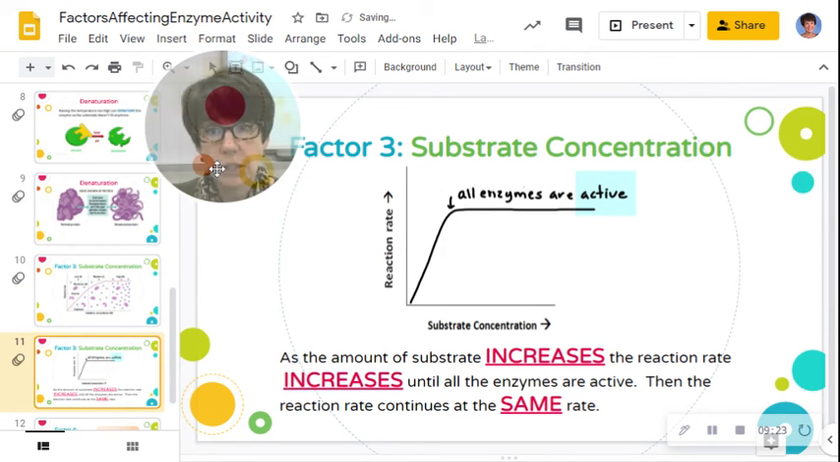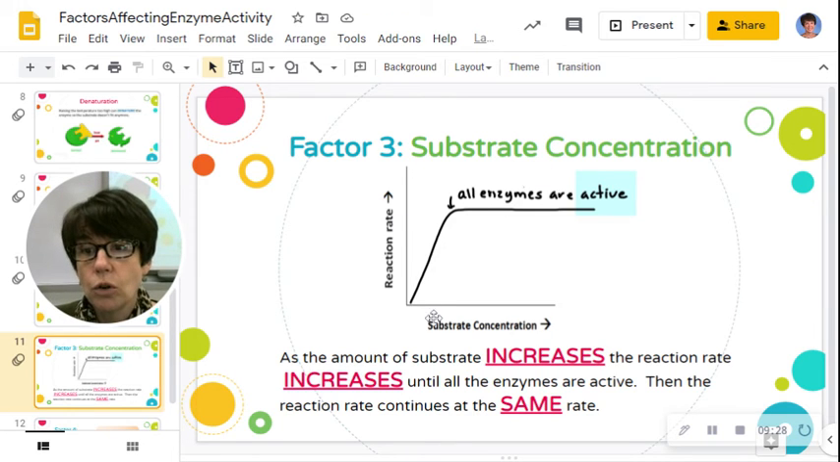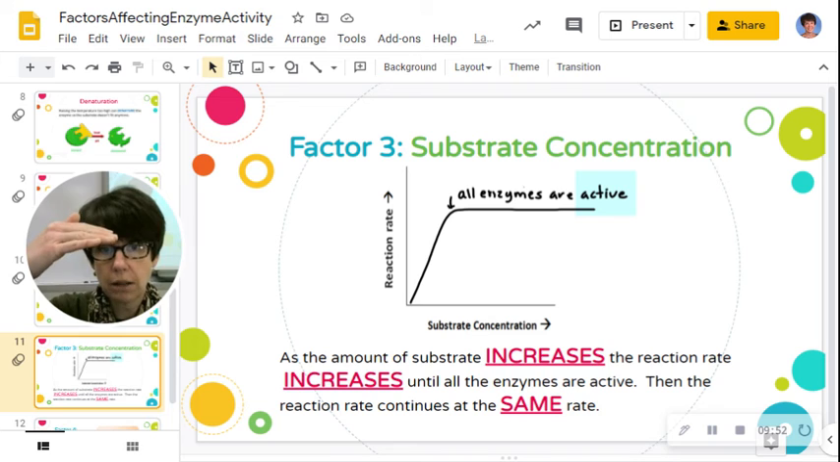Let me get my head out of the way here for a second. All right. So we're going to draw the substrate concentration graph and then fill in the blanks down at the bottom. As the amount of substrate increases, the rate of the reaction goes up. And eventually, all of those enzymes are now active. They're all bonded to substrate. They're all doing the maximum amount of reaction they possibly can. And so the rate levels off or stays the same. Okay. If you need to pause and write, you can do that.